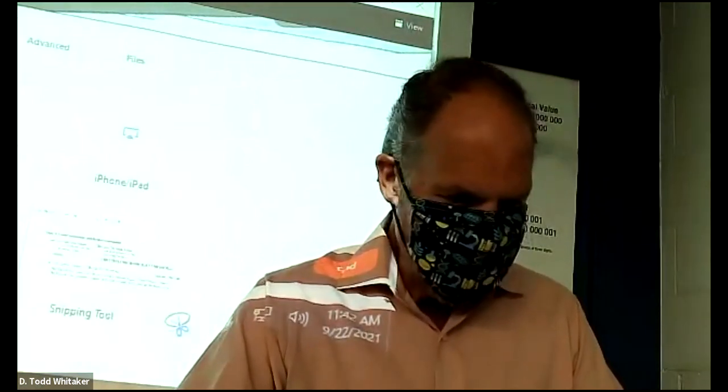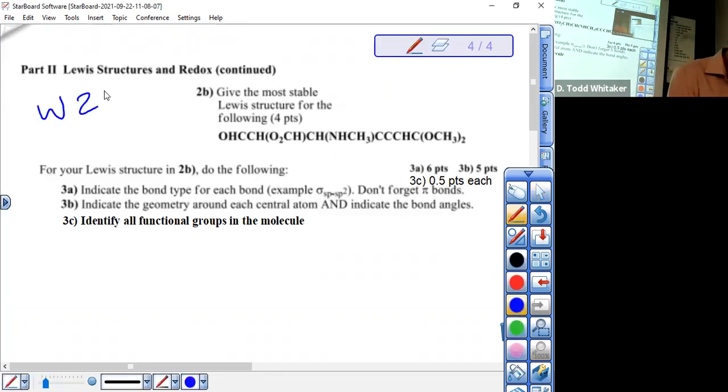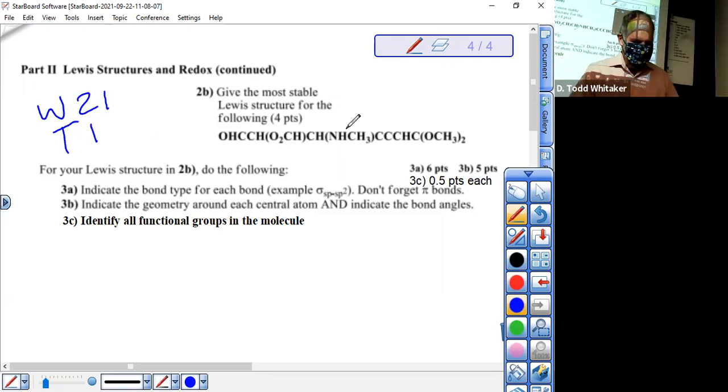We've had a request to do winter 21. I believe it's here. Part 2. This is winter 21. T1. Part 2. It's the draw the Lewis structure for a long molecule. And yours will be about this size. It may be a little bigger, but not much.